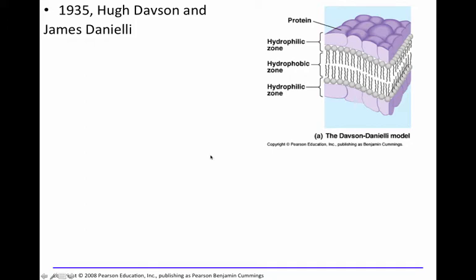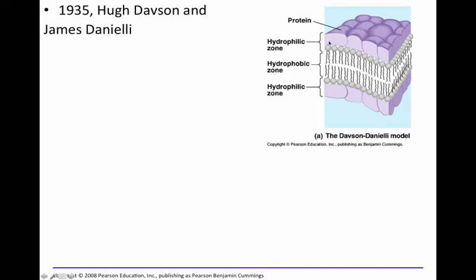There are a lot of researchers that proposed a lot of different things about the plasma membrane and their thoughts about the model. And as time progresses, as science progresses, as technology progresses, we learn more and more about different things. And so Davison and Danielli, in 1935, proposed a model that looked like this.